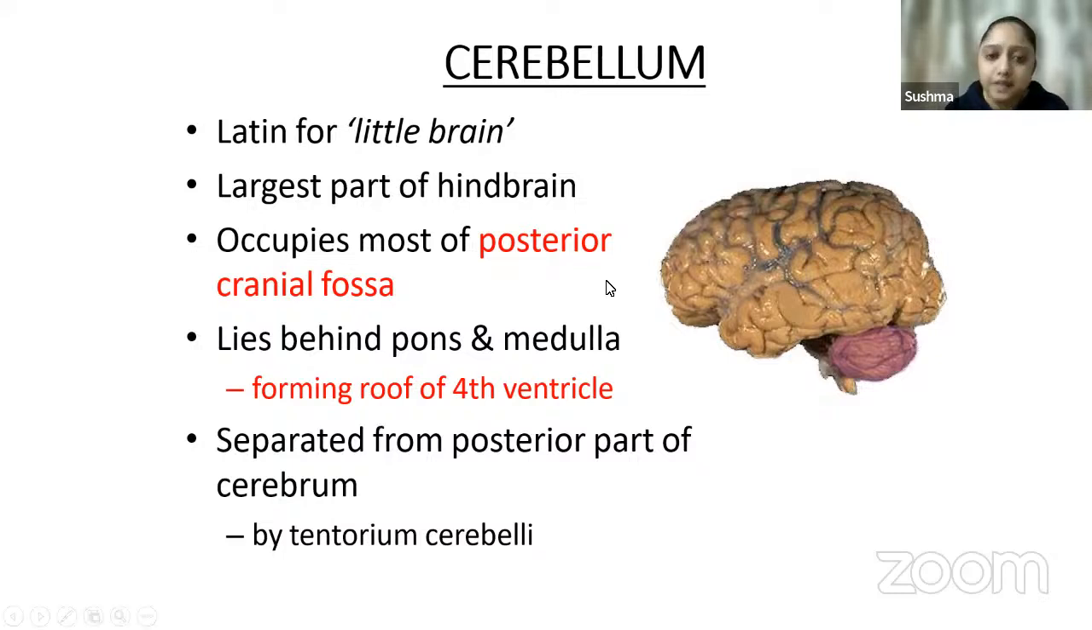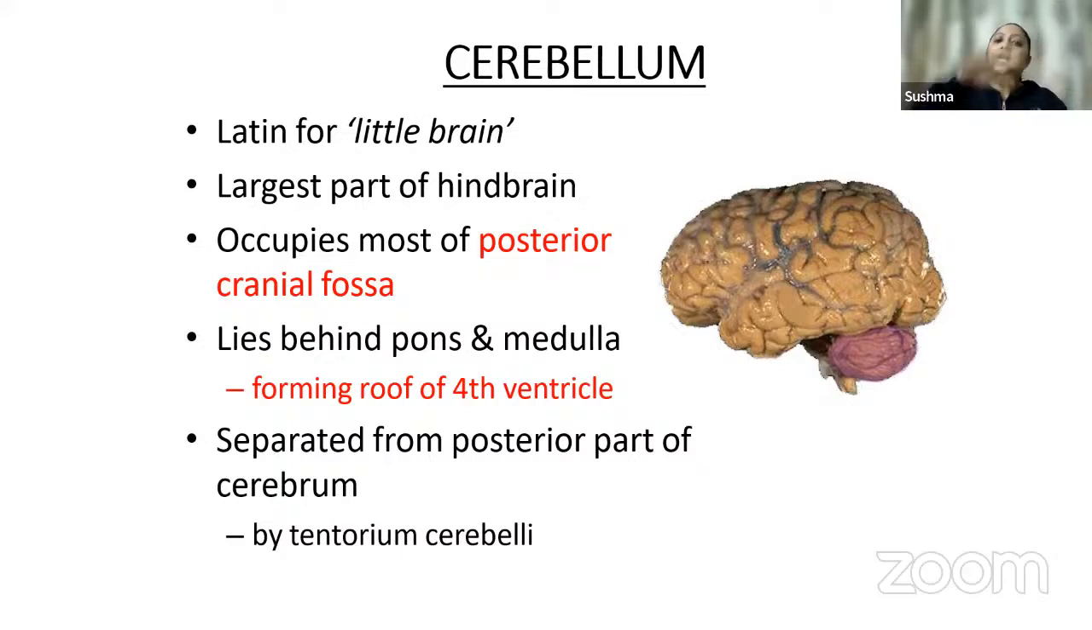Now, look at the picture here, and this aspect that I'm pointing out, which is somewhat colored in gray, is the cerebellum, correct? What is the location of cerebellum? It lies behind the pons and medulla. For example, if I'm holding the brain like this and looking at it from anteriorly, cerebellum lies behind pons and medulla. So if I have to visualize pons and medulla, I'll have to reflect cerebellum by cutting the peduncles, which we've already discussed in the previous classes, correct?